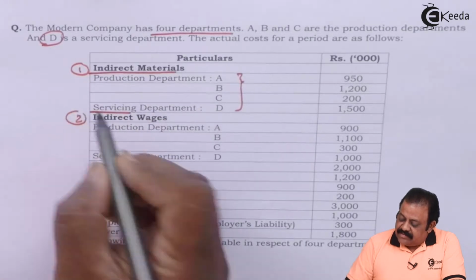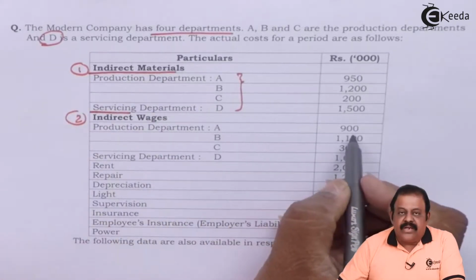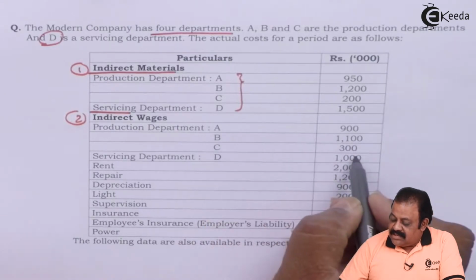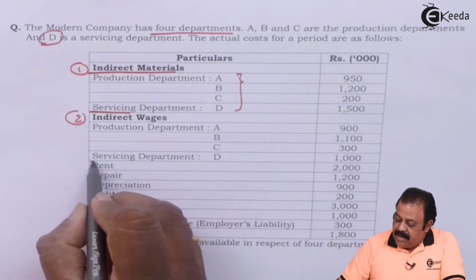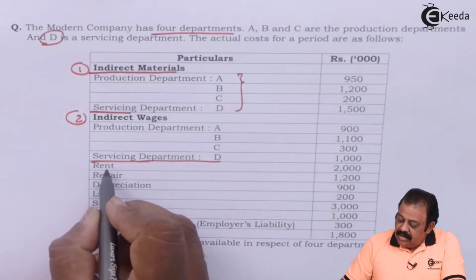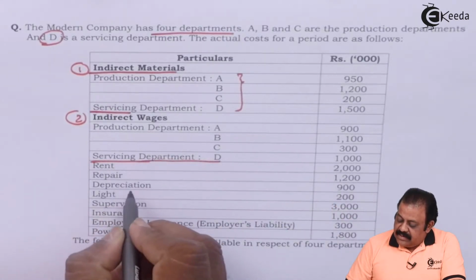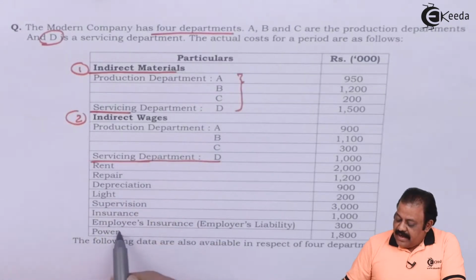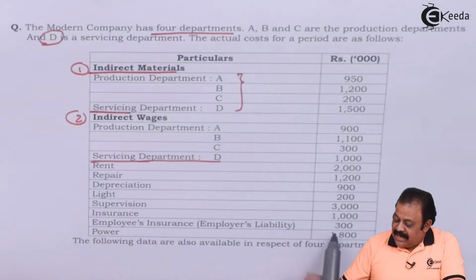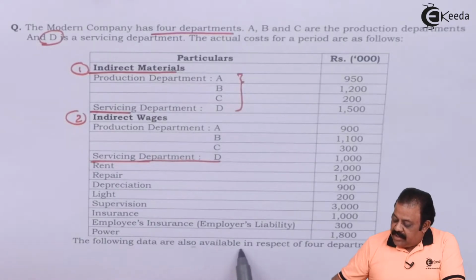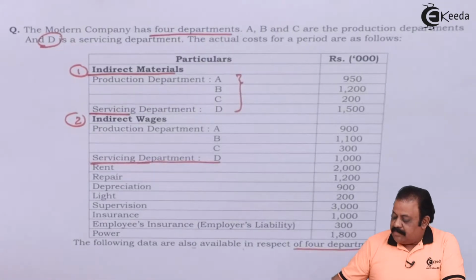Indirect wages are also given for each department, allocated: A 900, B 1100, C 300 and service department D 1000. Then rent, repairs, depreciation, lighting, supervision, insurance, employees insurance, employers liability, and power. The following data are also available in respect of the 4 departments.